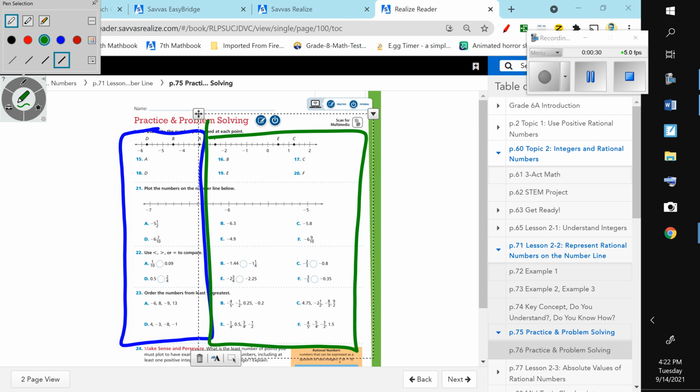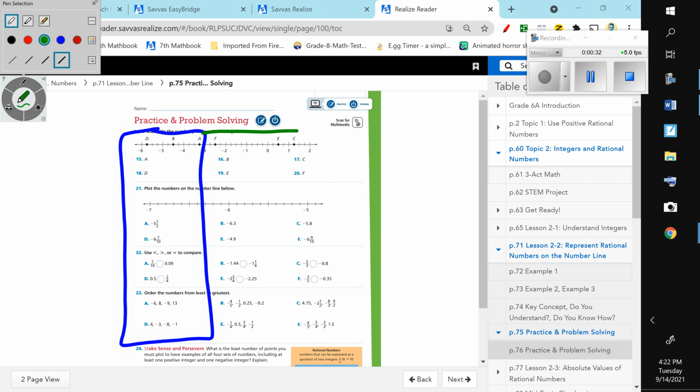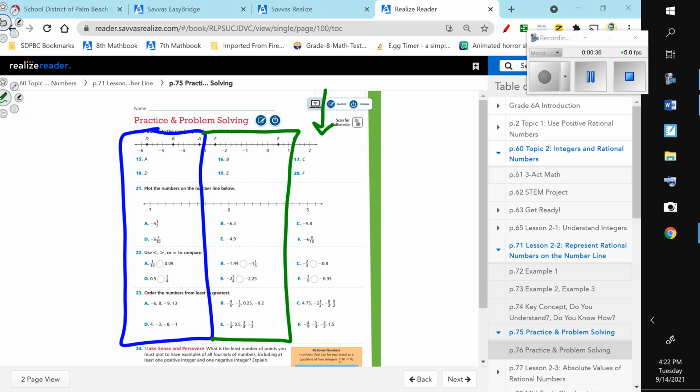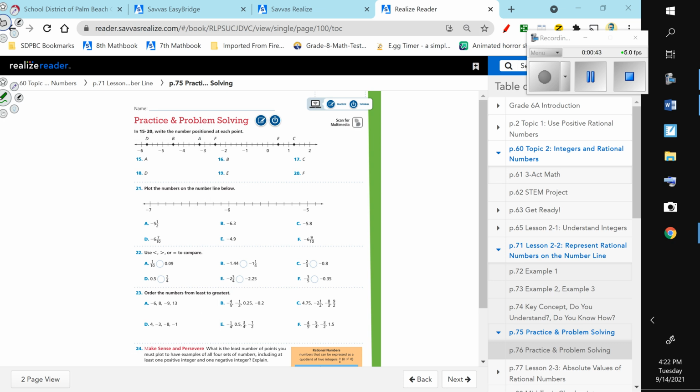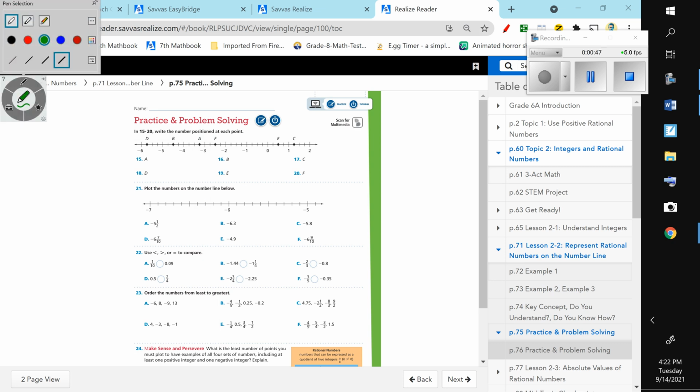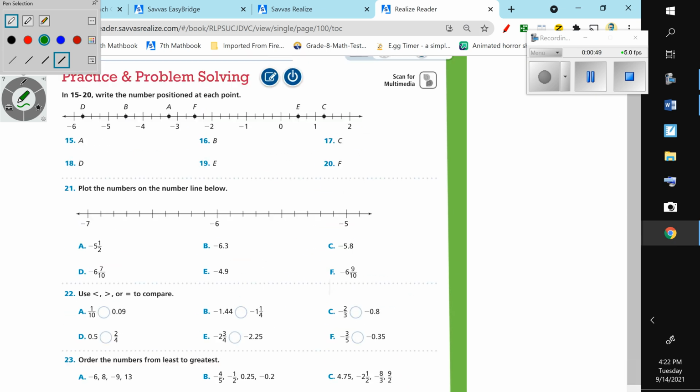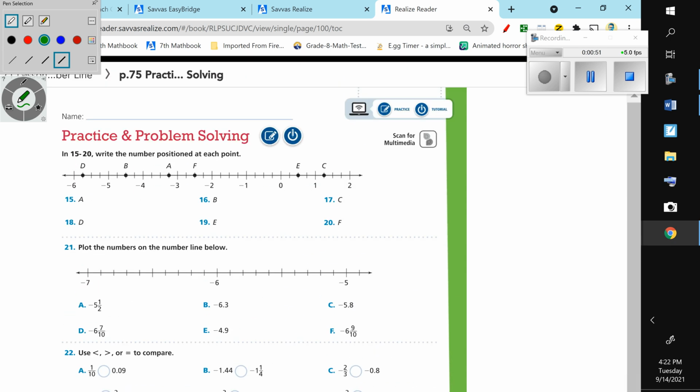So if you're watching this video, I'm going to do these with you, and then the only ones you're going to have to do on your own are going to be these on the right side. I'm going to do just the middle for this video, and let's hope that extra assistance is helpful in getting you to be able to do the ones on the right on your own. So let's get started. So 15 through 20, it says write the number positioned at each point.